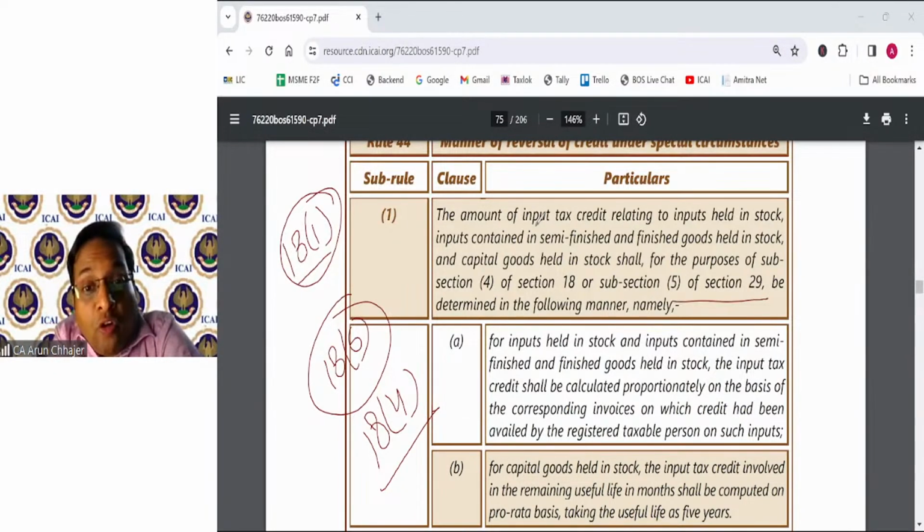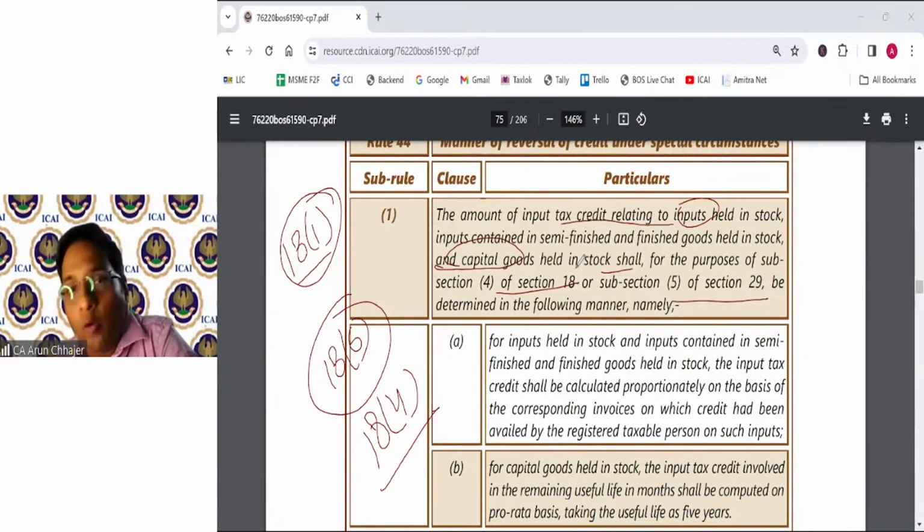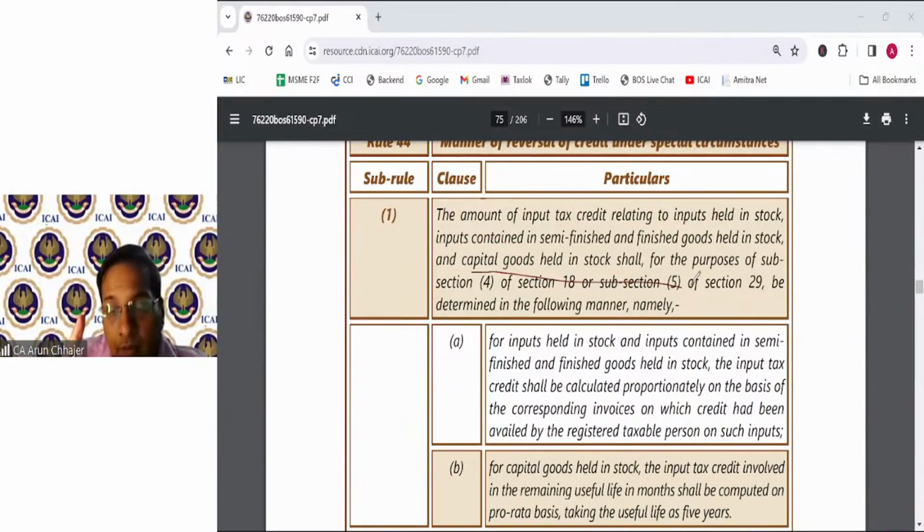So, amount of ITC relating to input held in stock and capital goods held in stock for the purpose of 18.4. What is 18.4? You become regular to composition, or a taxable supply becomes exempt supply. So now you are not entitled to take ITC, and the ITC already available you have to reverse. As discussed in 18.4, you have to pay tax equivalent to the ITC of the stock and capital goods. Regarding capital goods, we have to reduce a certain percentage point.